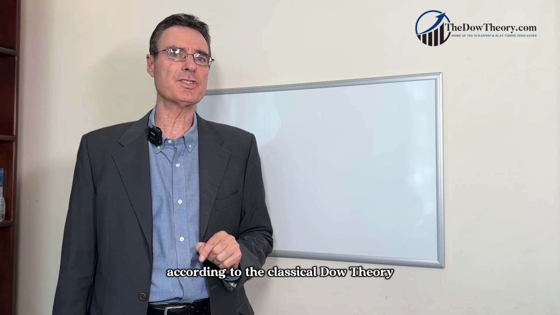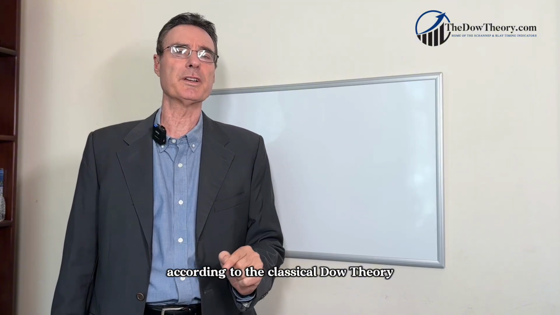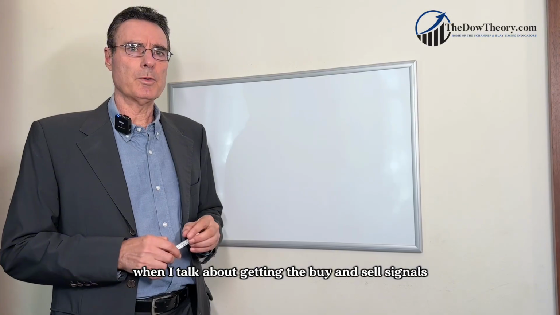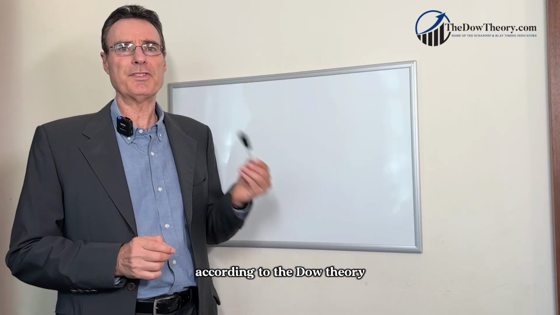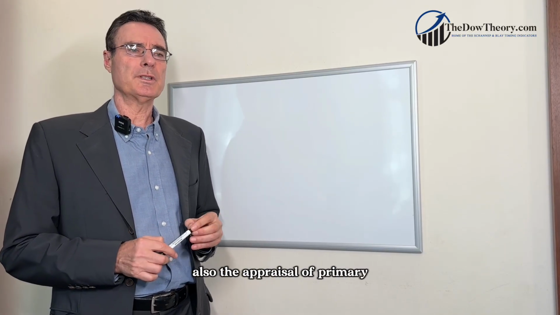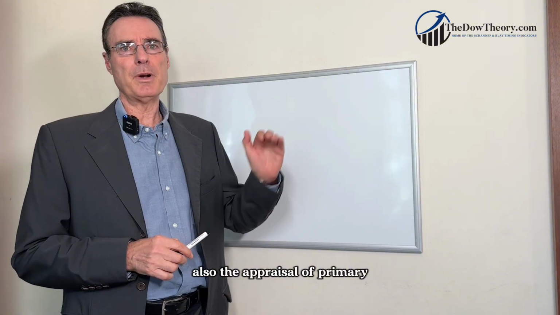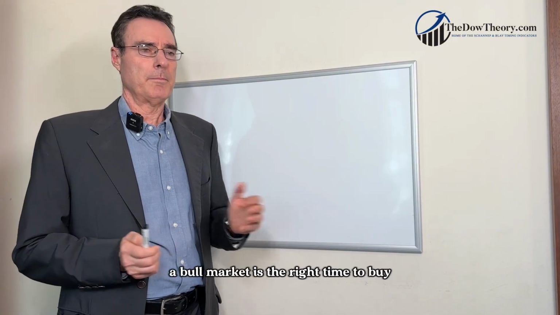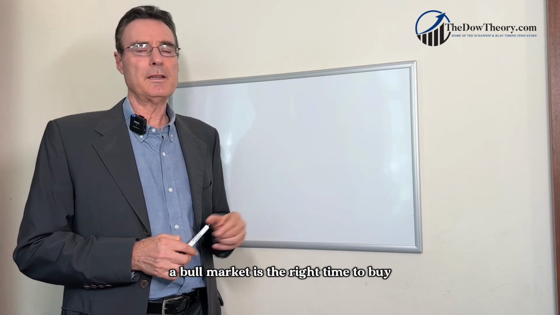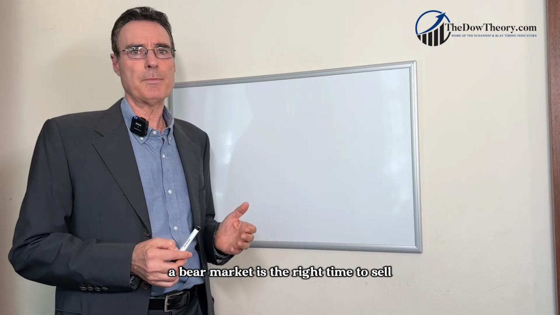In this short video, I'm going to teach you how to derive the buy and sell signals according to the classical Dow theory. Let's go. When I talk about getting the buy and sell signals according to the Dow theory, I mean by that also the appraisal of primary bull markets and primary bear markets. A bull market is the right time to buy, a bear market is the right time to sell.